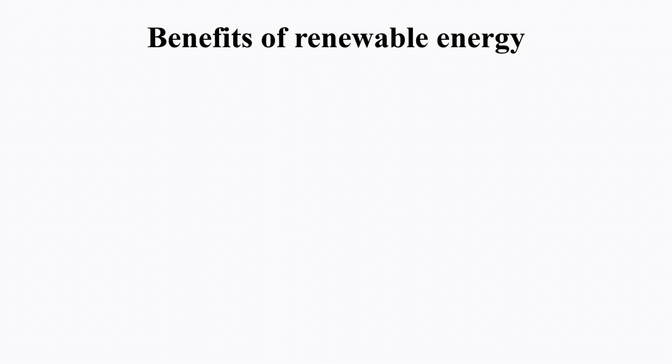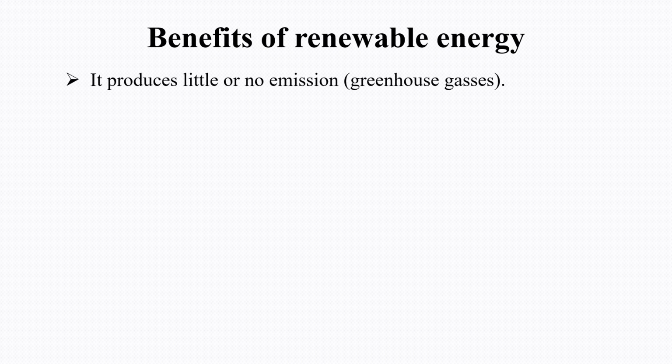Benefits of renewable energy: it produces little or no emission, that is, no greenhouse gases. The greenhouse gases that we refer to as GHG gases include carbon dioxide, CO2, methane, nitrous oxide, hydrofluorocarbons, HFCs, and perfluorocarbons, PFCs. Solar produces no emission, wind produces no emission, and hydro too. So that's why we say they are of good benefit.